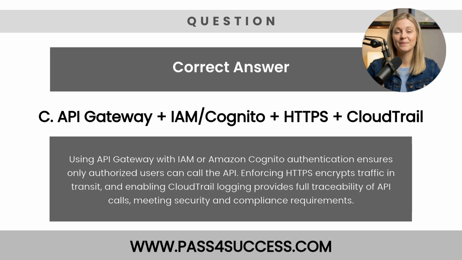API Gateway plus IAM, Cognito, plus HTTPS, plus CloudTrail. Using API Gateway with IAM or Amazon Cognito authentication ensures only authorized users can call the API. Enforcing HTTPS encrypts traffic in transit, and enabling CloudTrail logging provides full traceability of API calls, meeting security and compliance requirements.